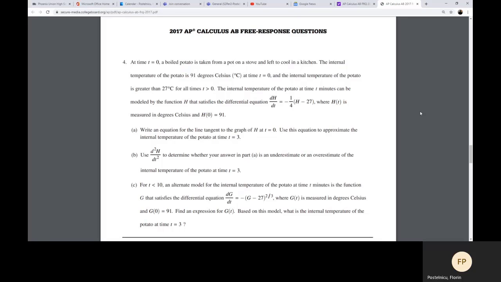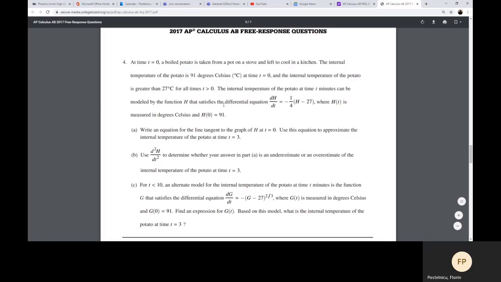Let's see what we should look for in this problem. There are 3 subpoints. A, we need to look for the equation for the line tangent to the graph of h at t equals 0. And we have to use this equation to approximate the internal temperature of the potato at time t equals 3. A second subpoint is to use the second derivative of h to determine whether the answer we found at subproblem A is an underestimate or an overestimate of the internal temperature of the potato at time t equals 3.